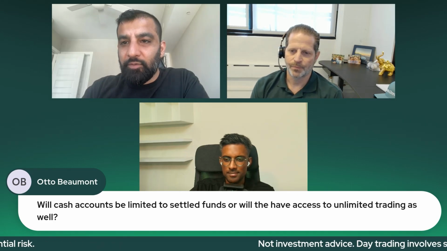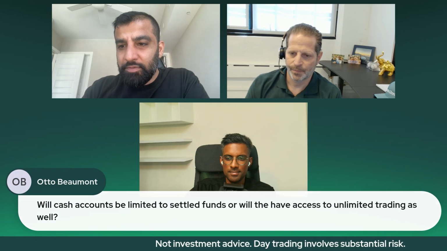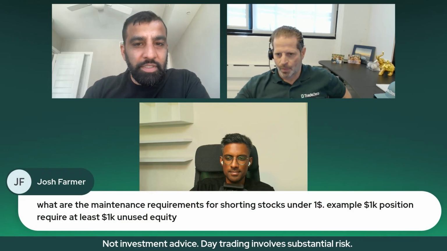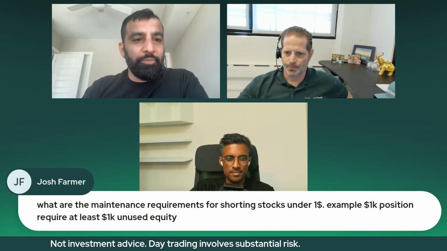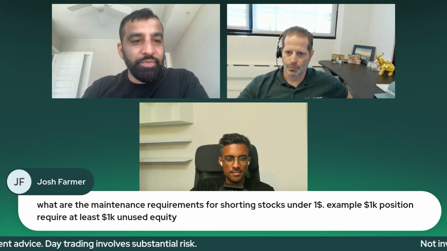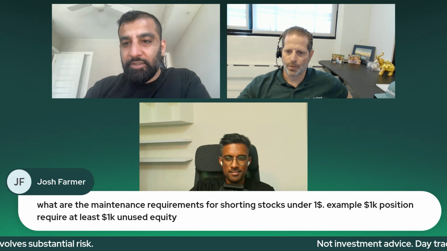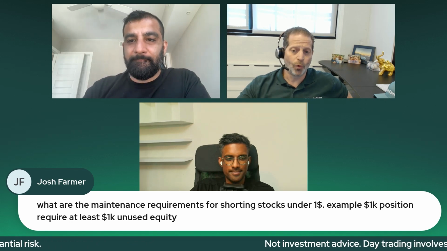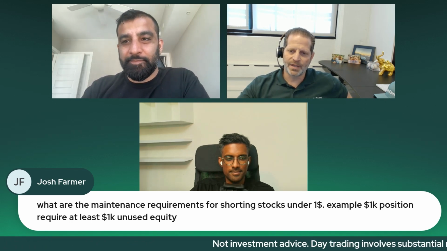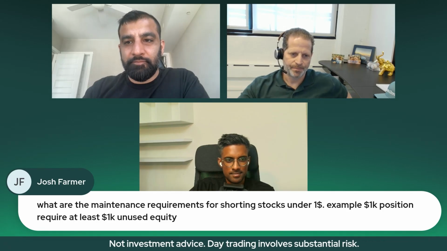All right, I had one more. Where did it go? There we go, this one. And I promise I'll try to give you a break here. But what are the maintenance requirements for shorting stocks under $1? Example, a $1,000 position requires at least $1,000 in unused equity. Any thoughts here? Sure. So by rule, shorting any stock below $1 has a $2.50 margin requirement.